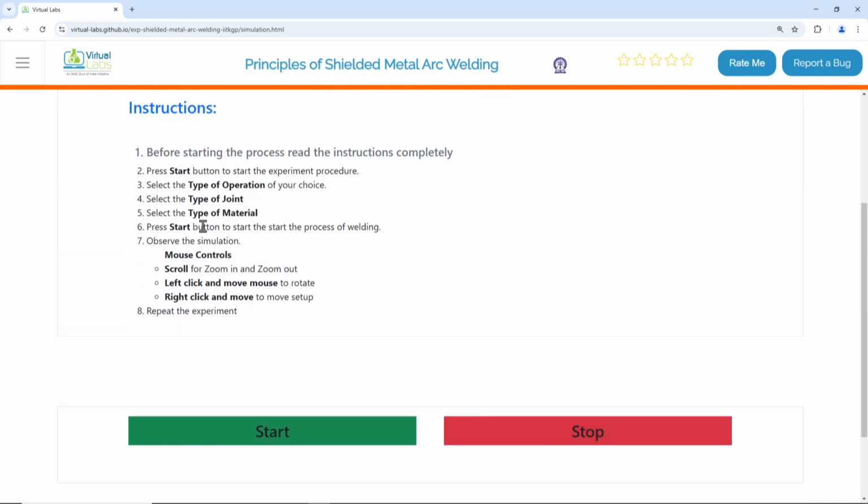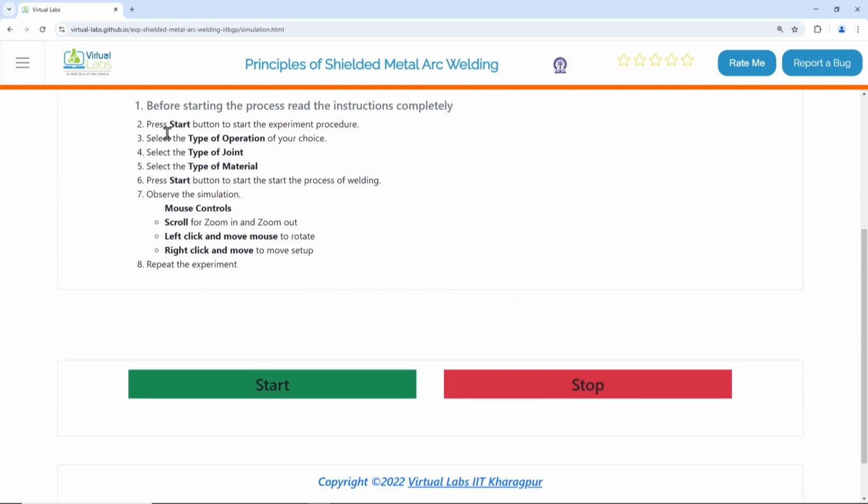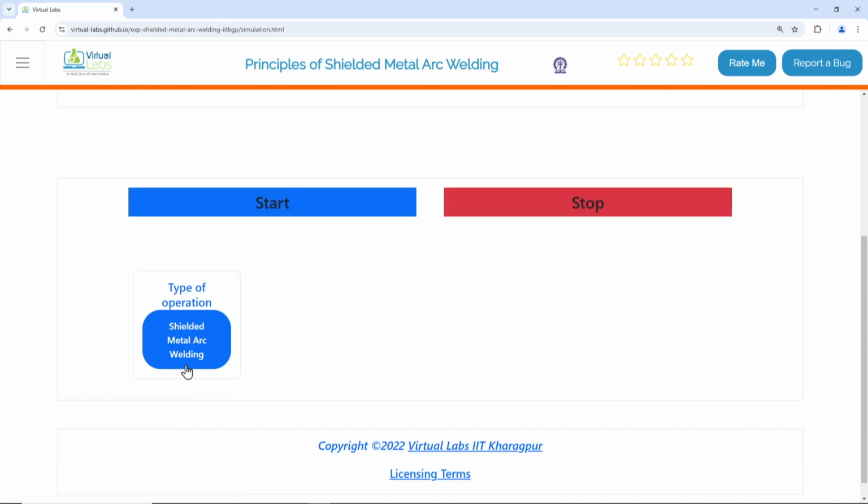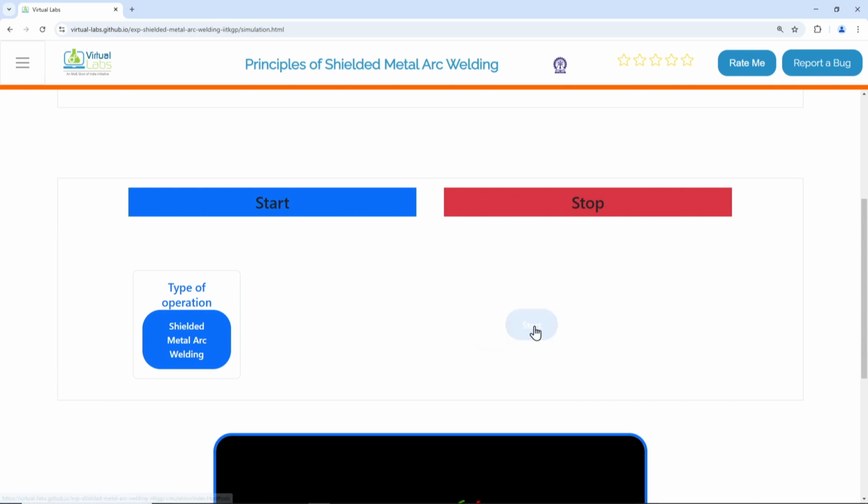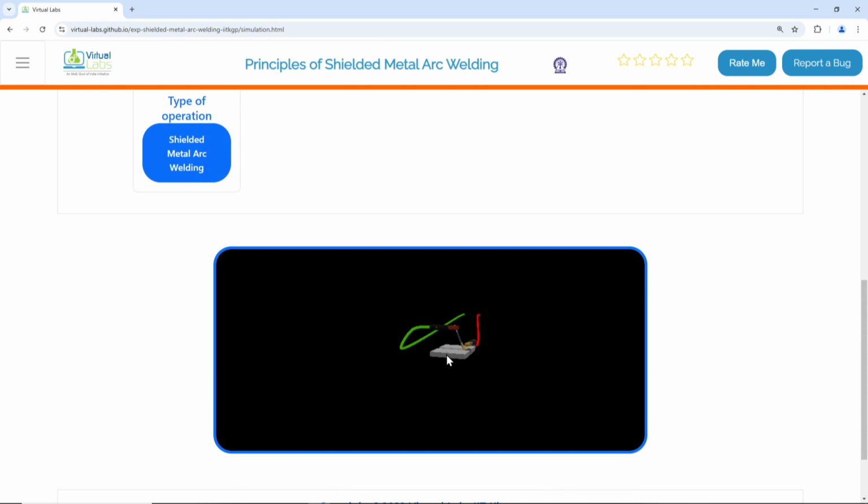The procedure is again given here, and the first step is to press on the start button. Start button, type of operation, there is only one choice here, shielded metal arc welding, and click here. Type of joint, that is, there is butt joint, there is only one selection point. Type of material is mild steel, and I can start here. Now here is the simulation.